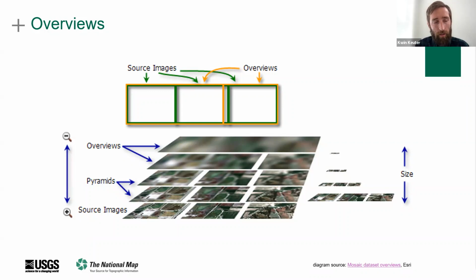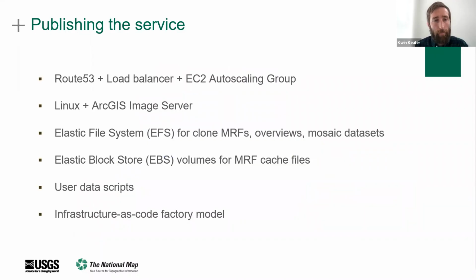This allows us, when you're zoomed out at the national scale, to not have to render over 200,000 images, which is roughly how many images are in this dataset. Instead, we can just render a handful of overviews, and that works really fast. So once we've got our Mosaic dataset created and we've built our overviews, now we can actually publish the service.